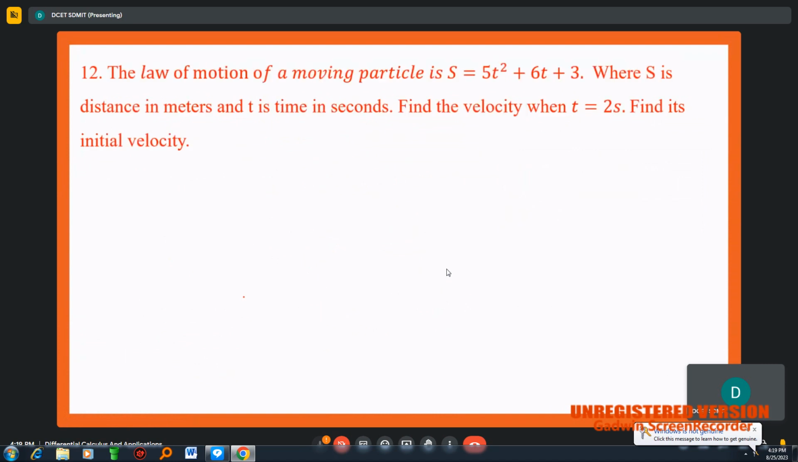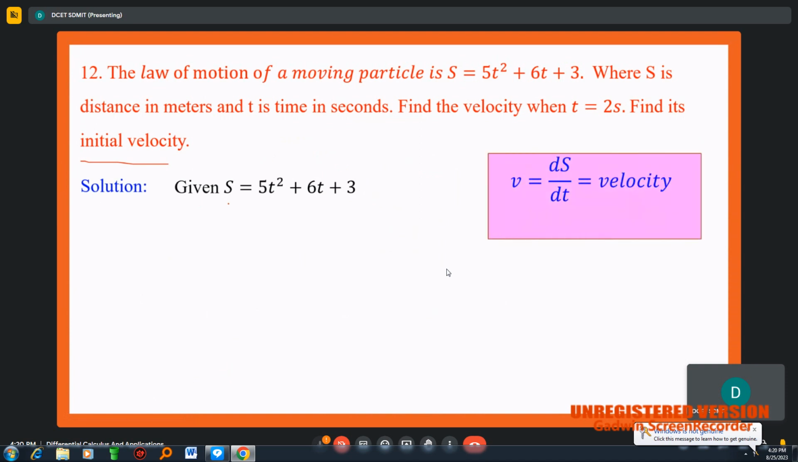The law of motion of a moving particle is s = 5t^2 + 6t + 3, where s is the distance in meters and t is the time in seconds. Find the velocity when t = 2 seconds and find its initial velocity. First, what is the velocity? It is ds/dt. After that, we find the velocity at t = 2 seconds. Also, we have to find its initial velocity. Initial velocity is at t = 0.